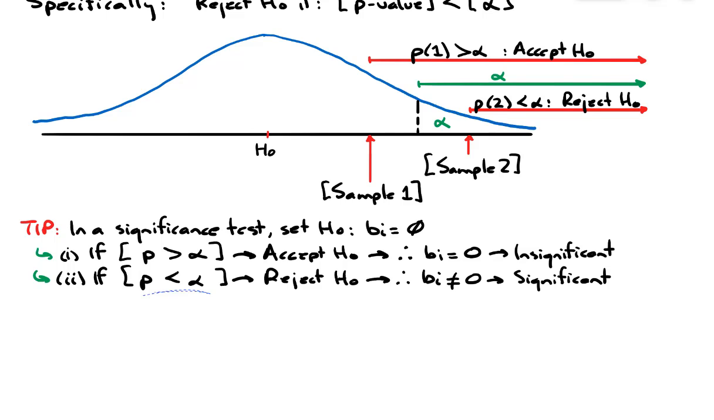On the other hand, if the p-value is less than the level of significance, which is what we had with sample 2 right here, then you can see that the sample falls outside of the null range, and therefore we reject the null. And if you reject the null, you have to go with the alternative. So if the null says that the coefficient is 0, then the alternative is that it's not equal to 0, meaning that it is significant.